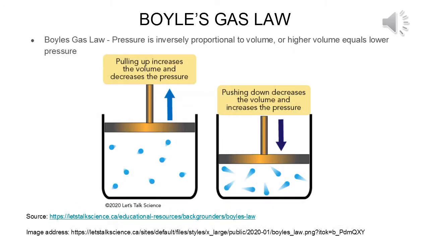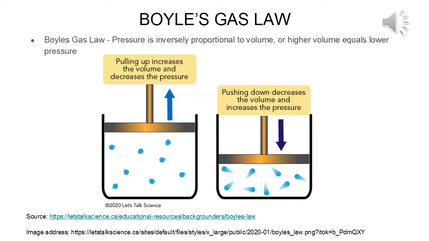The next gas law we'll look at is Boyle's gas law, which states pressure is inversely proportional to the volume. This means when the volume increases, the pressure decreases, and when the volume decreases, the pressure increases. This happens because as the volume decreases, the molecules are pushed closer together, increasing the amount of collisions between the molecules, resulting in higher pressure. The opposite happens when volume is increased. The molecules have more space between each other and collide less, reducing the pressure.